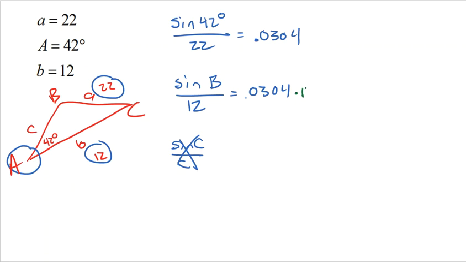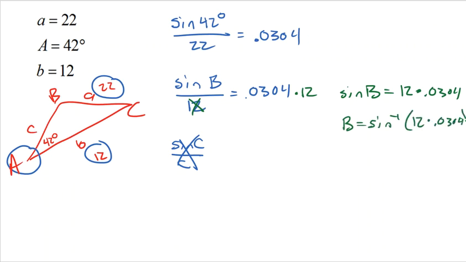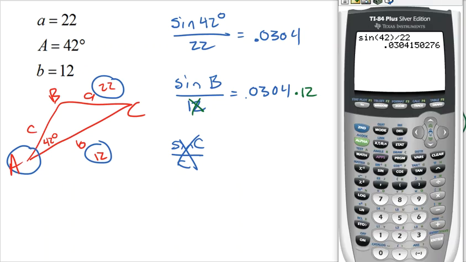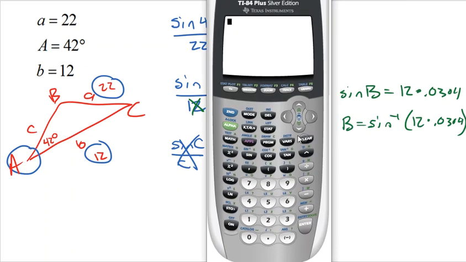Let's go ahead and multiply by 12 to cancel this out. And I get sine of big B equals 12 times 0.0304. And to solve for an angle, we're going to simply pull the old switcheroo. All right, now when I go to my calculator, once again, be very careful. Watch how I type this in. I'm going to go ahead and do an inverse sine of 12 times, but I'm actually going to go up here and grab all those decimals. That way I don't do any rounding. And I get, okay, now I did get an answer.